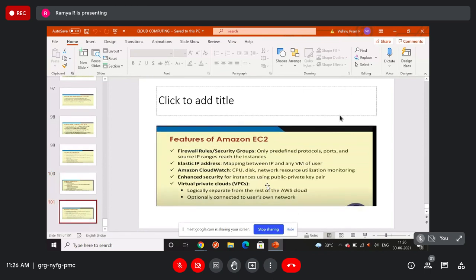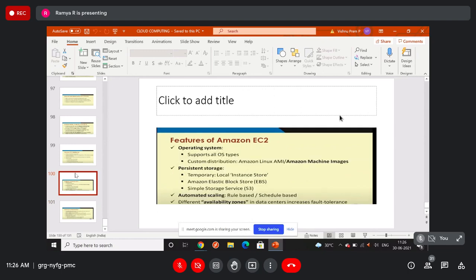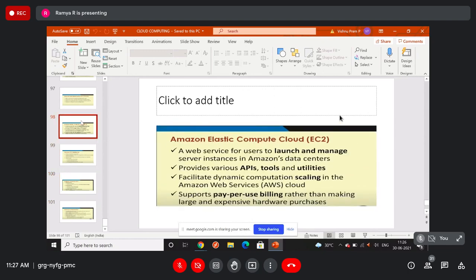So we see here the features of Amazon EC2. It has different features like firewall rules, elastic IP address, Amazon CloudWatch, enhanced security, and it provides virtual private clouds. So these are the different features of Amazon EC2.